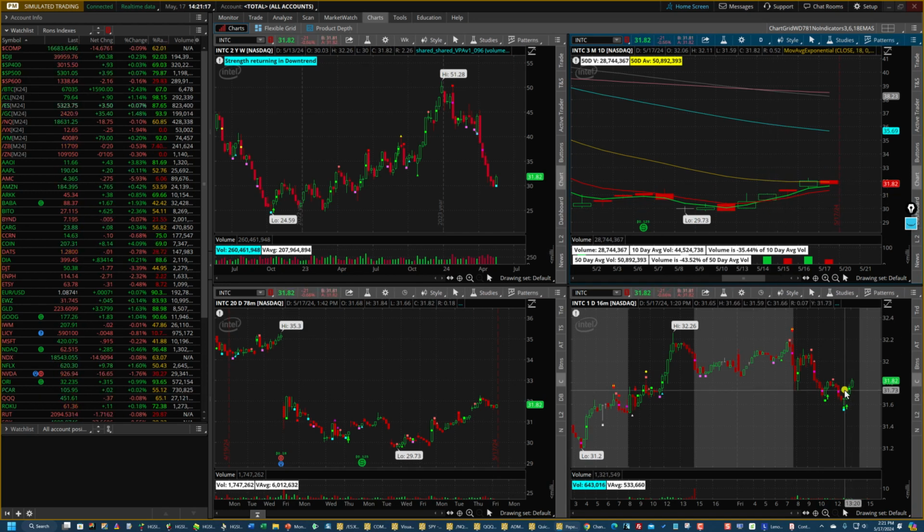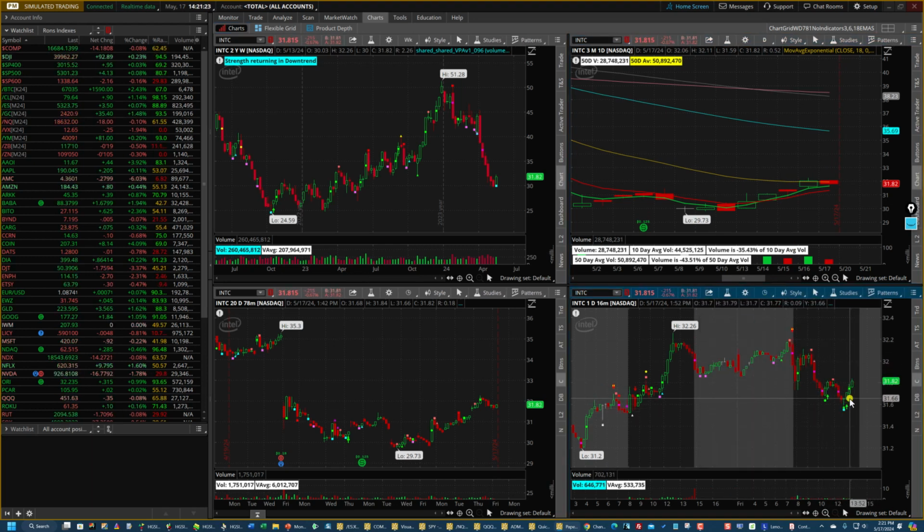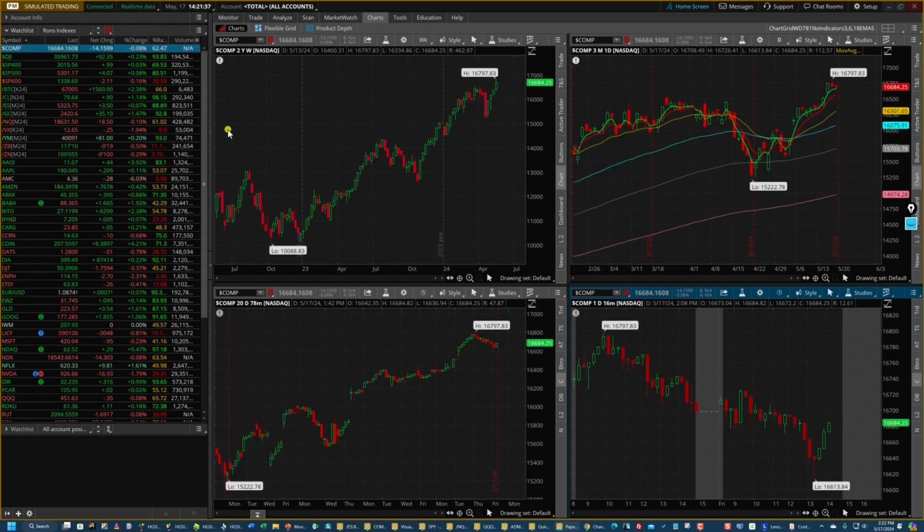Looking down here at the 16-minute chart, I'm pretty sure this is 16. Yes, it is. 1 day, 16 minutes. You can see over the last 4 periods, it was selling off, and then buyers are coming back into it. Even though the market is down slightly today, the comp is down 14, but still very strong. Anyway, I need to get back to INTC.